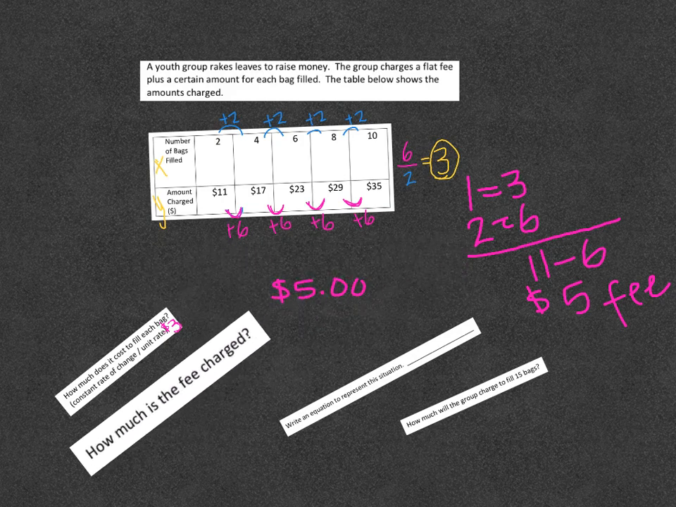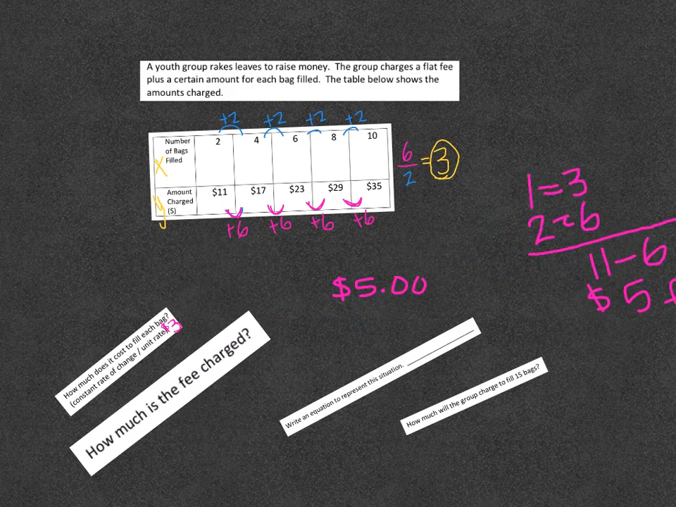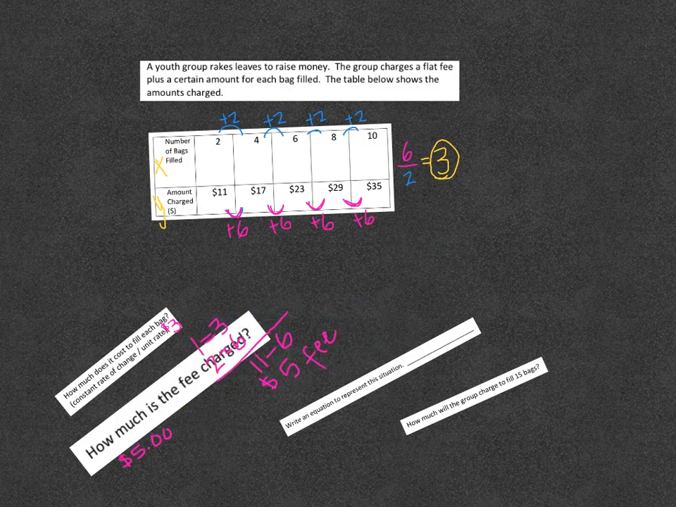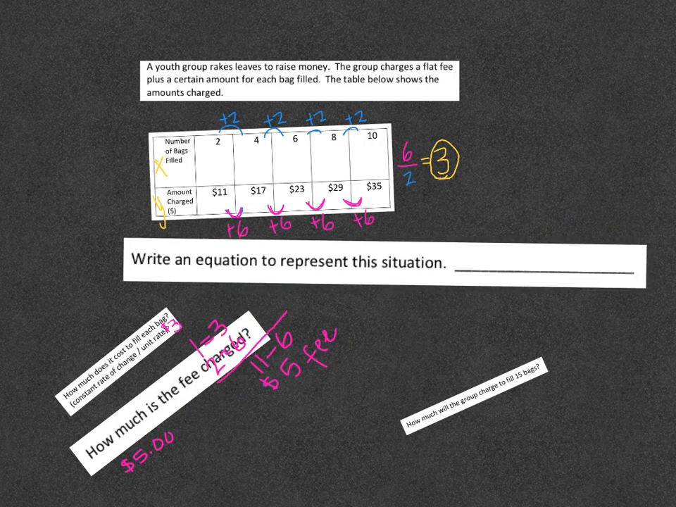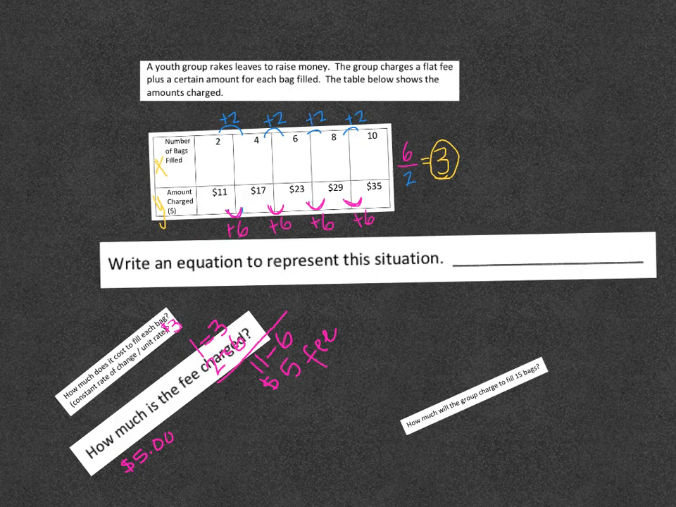Okay, I'm going to move that all over here. Then the next one says we now are going to make an equation to represent what's going on. We just found out that each bag was $3, so 3x. And then the fee that got charged was 5, so 3x plus 5.